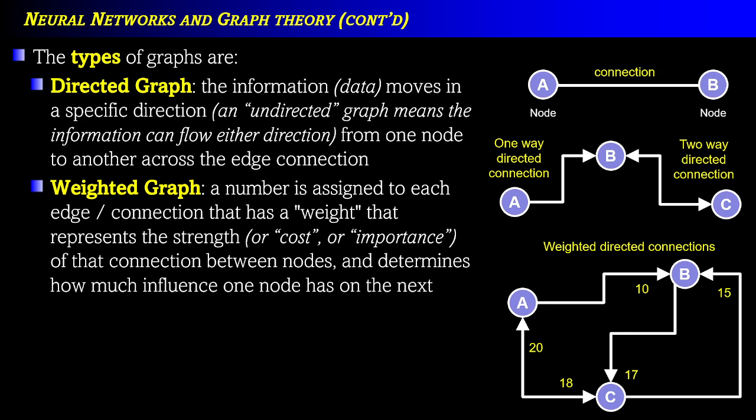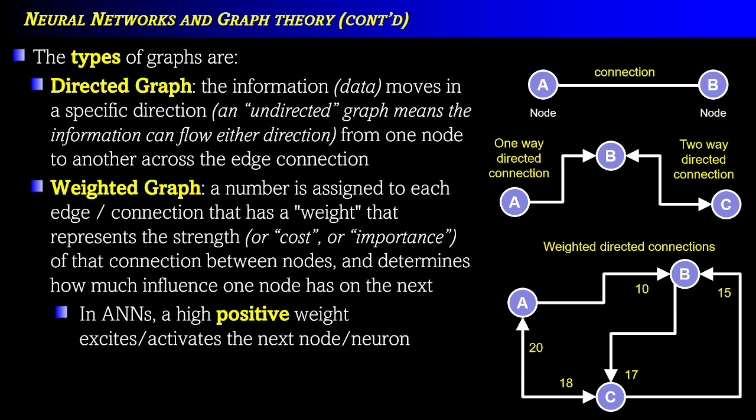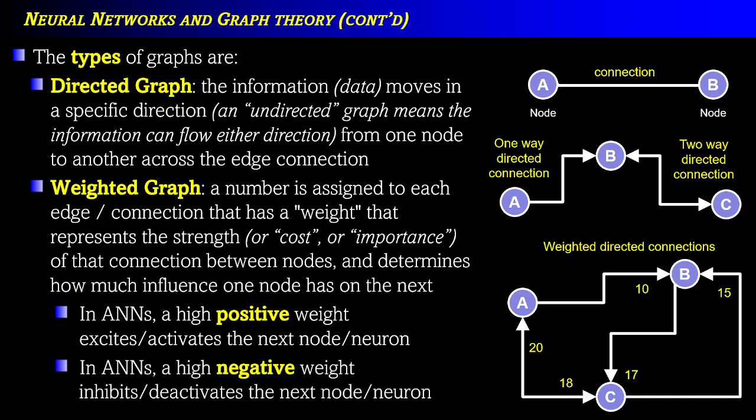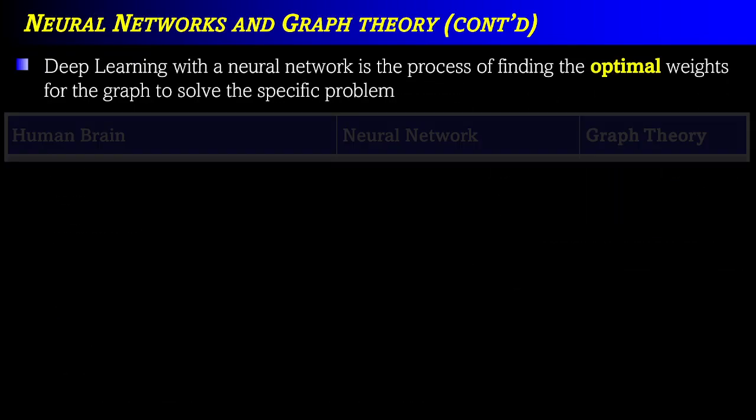So we can have a basic graph, we can have a directed graph, we can have a weighted graph. In the artificial neural network, a high positive weight connection will excite or activate the next node or the next neuron in the neural network. A high negative weight would inhibit or deactivate the next node or the next neuron. So in other words, the number of that weighted value can have an effect on the node at the next layer. But we're going to see this when we get to a more detailed look at neural networks.